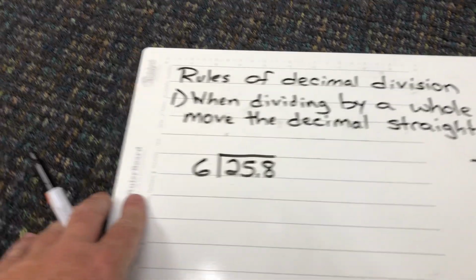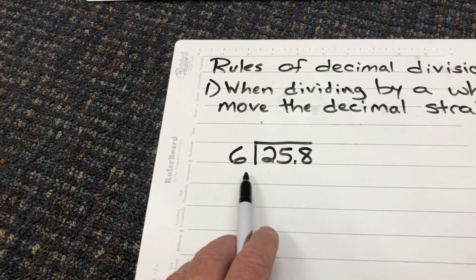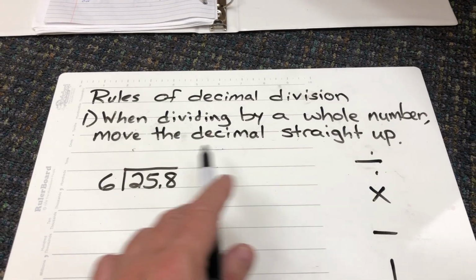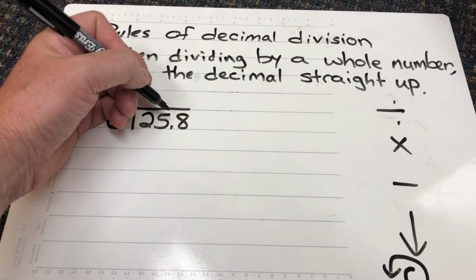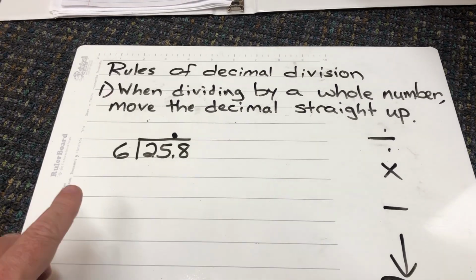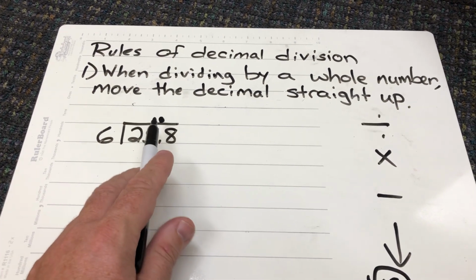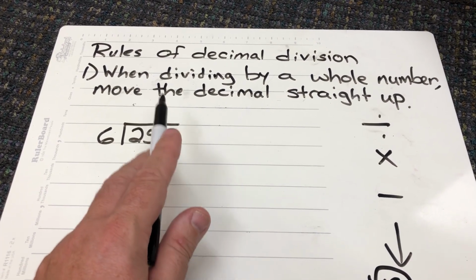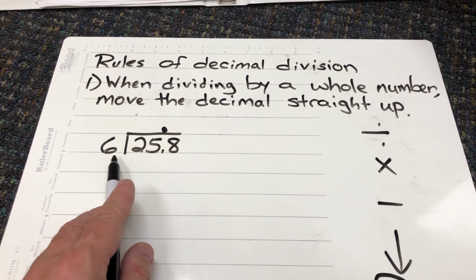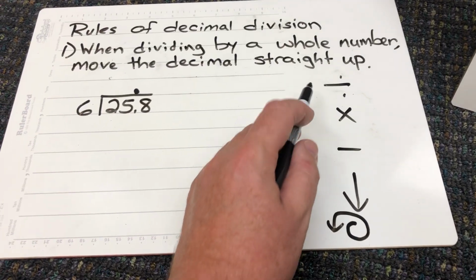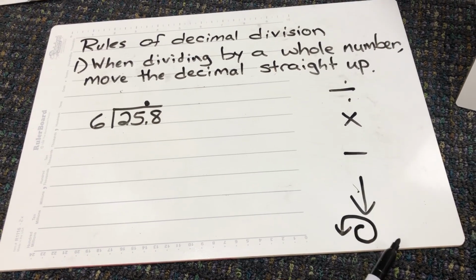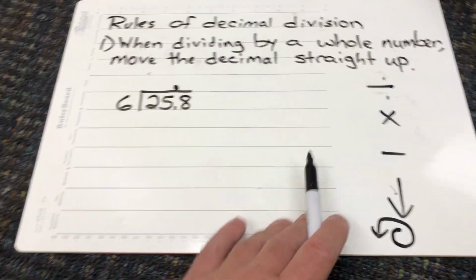So I look at this first example, 25 and 8/10 divided by 6. Well, I'm dividing by a whole number. So the rule says when dividing by a whole number, move the decimal straight up. So I'm going to take the decimal and move it straight up. This is all about making sure the decimal is in the right spot. Once I've done that, I can just divide this like it's 258 divided by 6 and follow this pattern of divide, multiply, subtract, bring down, start over until there's nothing left to bring down.